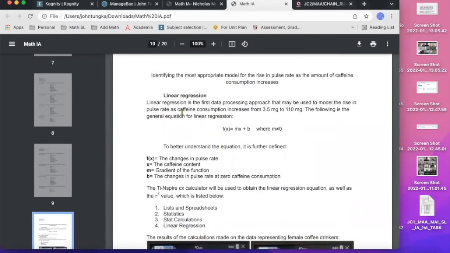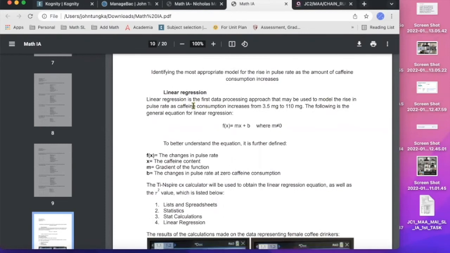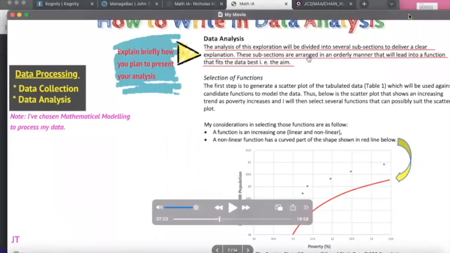Yes, sir. Here you put linear regression is the first data processing approach that may be used to model the rise. Right. Is there any particular reason for using linear regression? Well, after knowing that the pulse rate increases when you consume more caffeine. Okay, yes. So that's what you can put at the beginning. Also, this is an example.